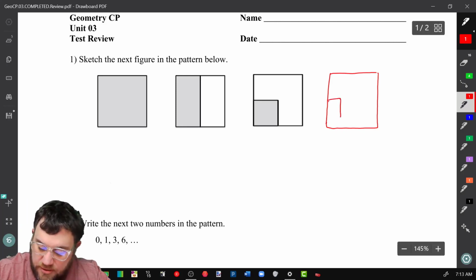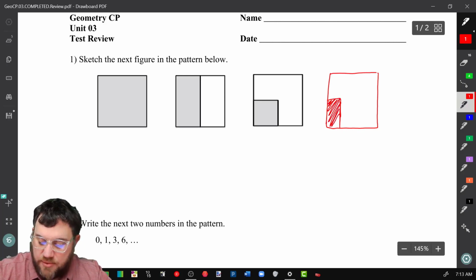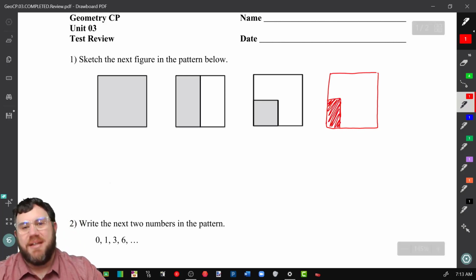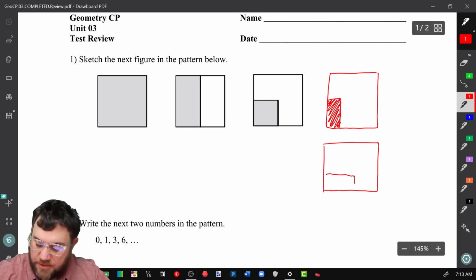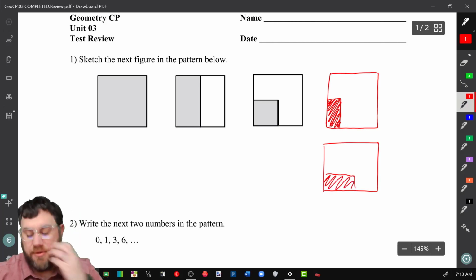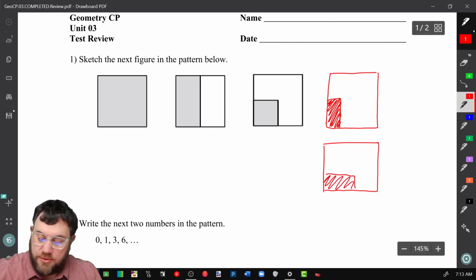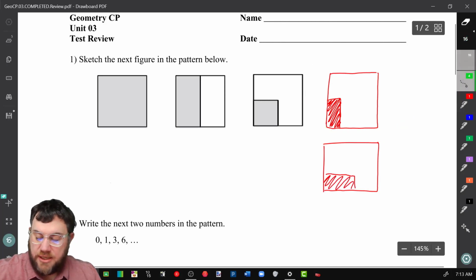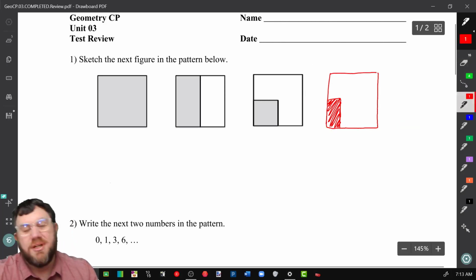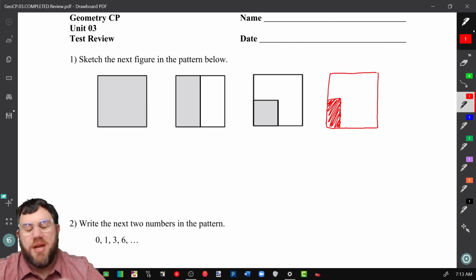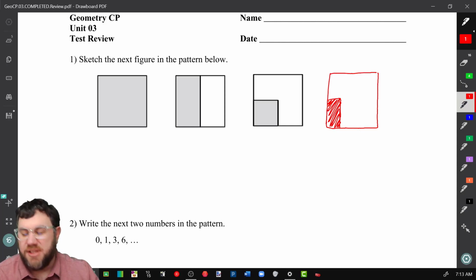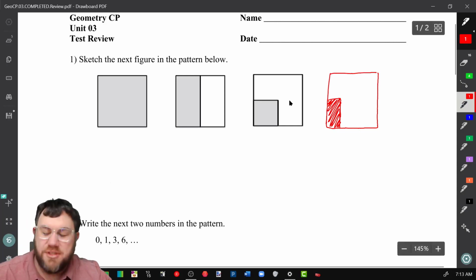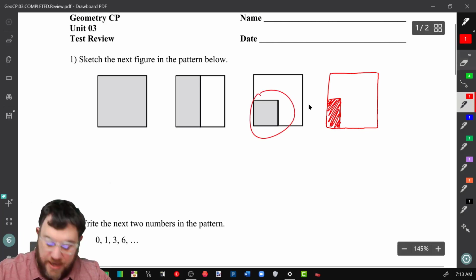So if we had something like this, that would be our next figure. It is possible that you could have had something more like this. That would have been okay, although this one is more likely to be the next figure. In all honesty, unless we had more examples, we can't be totally sure. But the key is that an eighth of the square is shaded. So the shaded region here is split in half.